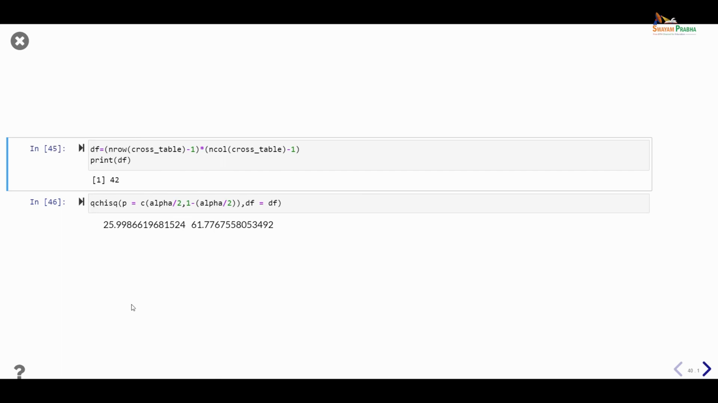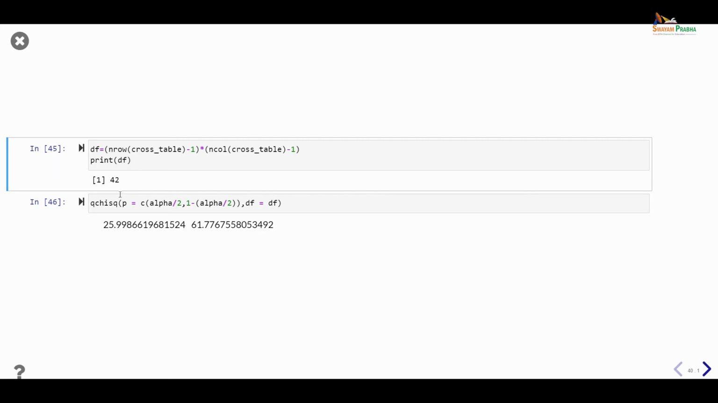Let's now look at how to compute the degrees of freedom. I'm taking the number of rows and the number of columns from the cross table, and subtracting 1 from each of these. So you have the number of rows minus 1 and the number of columns minus 1. That is 6 into 7, so what you see here is the value 42. This is how you compute the degrees of freedom.